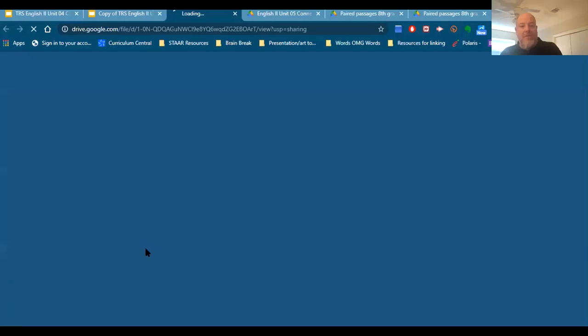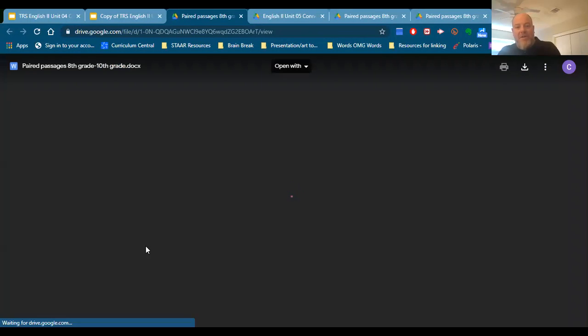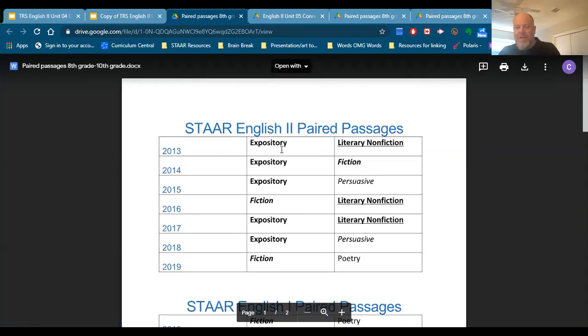As you build this unit, you might want to be thinking about, hey, what is STAAR paired in the past? What should I be spending a lot of time on?